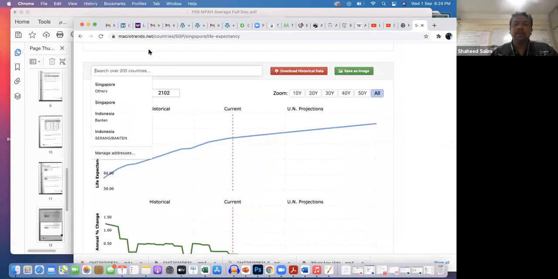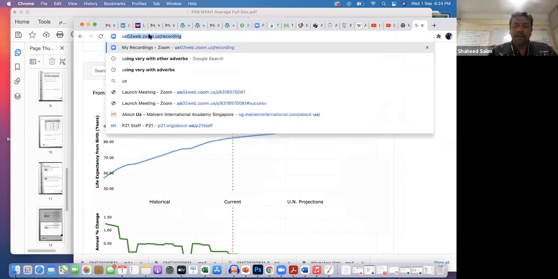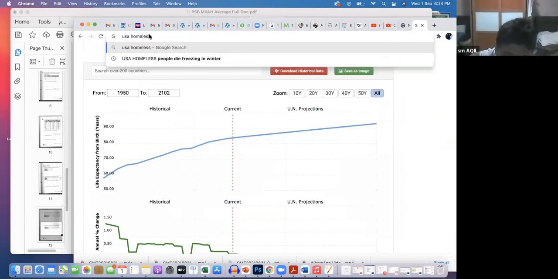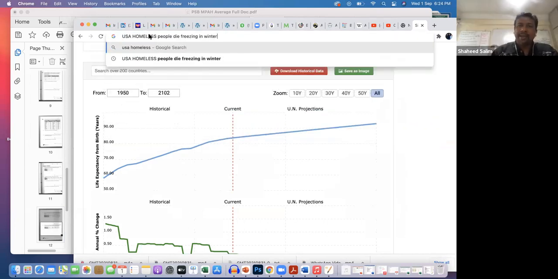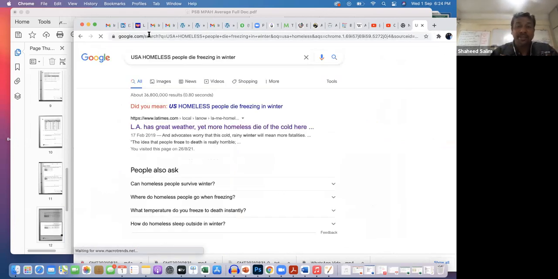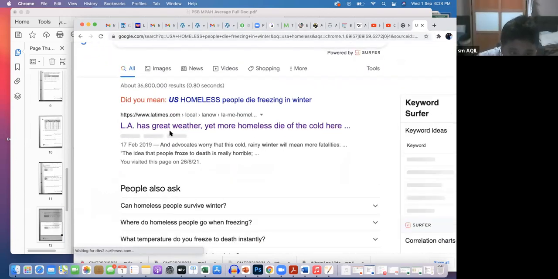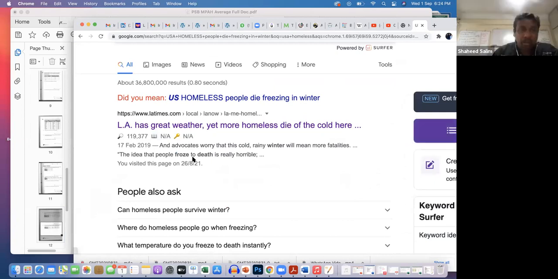Okay. Now down here, let us go to the US. USA homeless people. You know there are homeless people dying in winter. They're freezing in winter. In the US, the homeless people are people without a home. They say every winter people freeze to death. It's like going inside a freezer, the refrigerator, and dying like that.